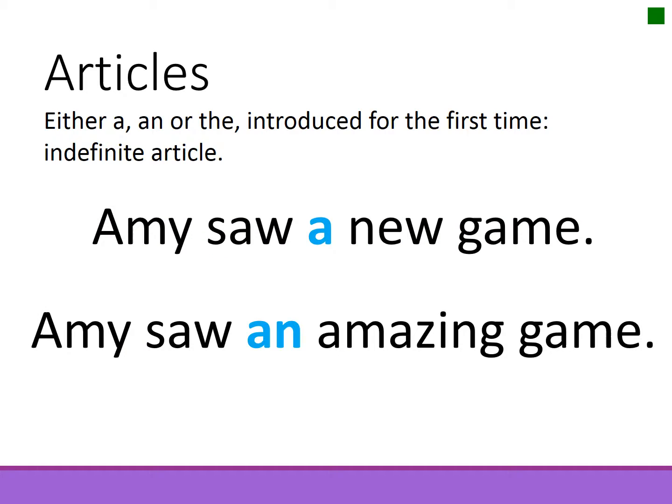Articles. The determiners a, an, and the are also called articles. These are small words that go in front of nouns. There are two different types of articles. A or an are indefinite articles that are used with a singular noun when the person or thing you are talking about has not yet been mentioned. Amy saw a new game. Amy saw an amazing game.